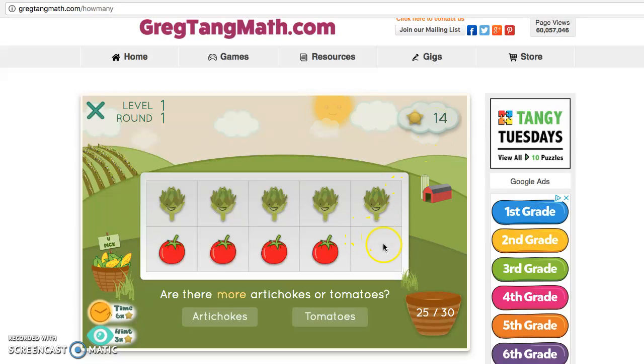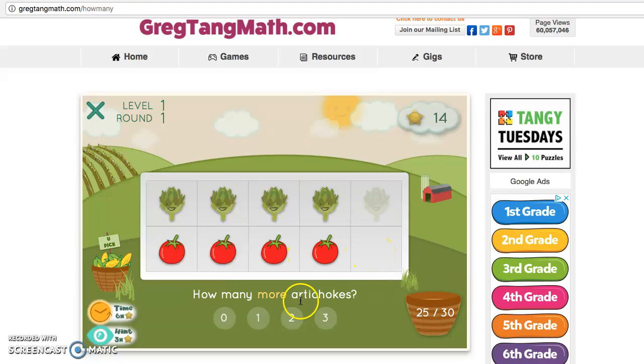Are there more artichokes or tomatoes? More artichokes. How many more artichokes? Excuse me, 1 more. And it's giving you a hint, just in case you do get stuck and if you don't happen to have any stars, that it can help you figure that out. How many vegetables in all? We have 9.